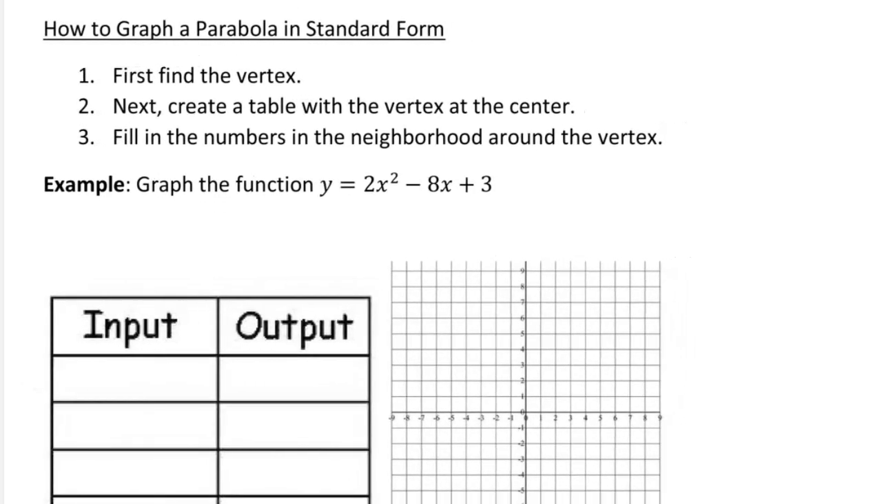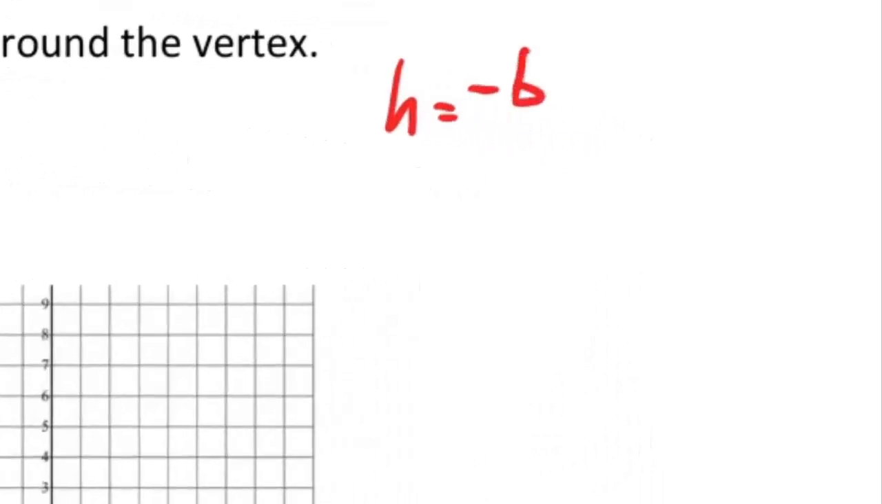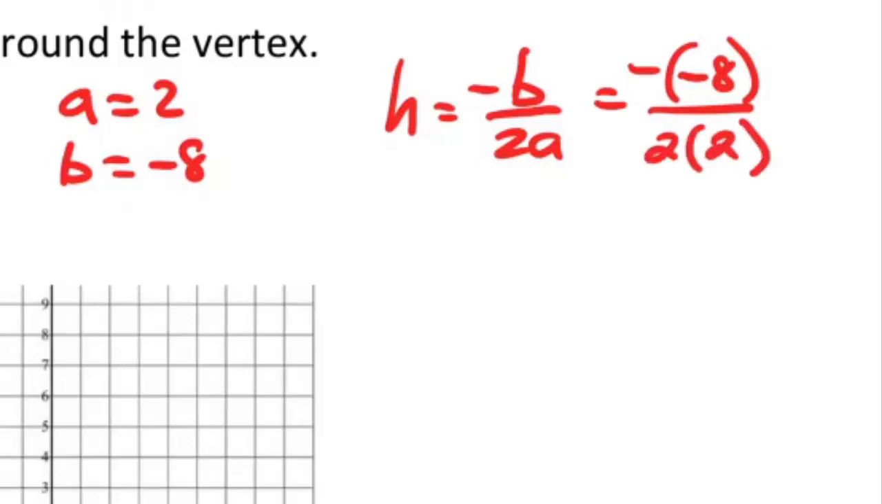The first thing I need to do is to find that negative b over 2a value. After having identified that a is 2 and b is negative 8, negative b is negative negative 8, a double negative, because we have a negative from the formula and a negative from the number, over 2a, 2 times 2. This is positive 8 over 4, or 2.